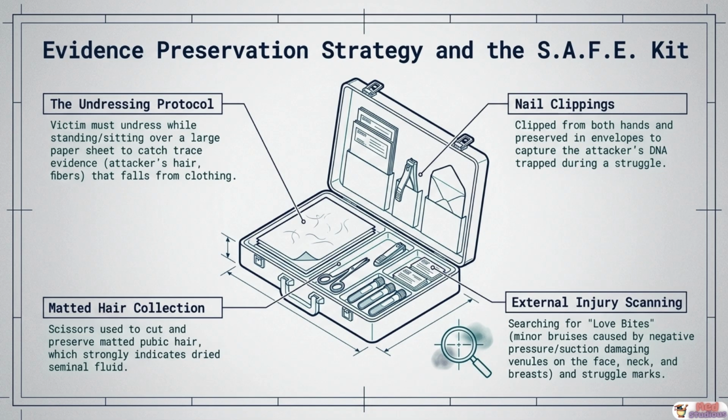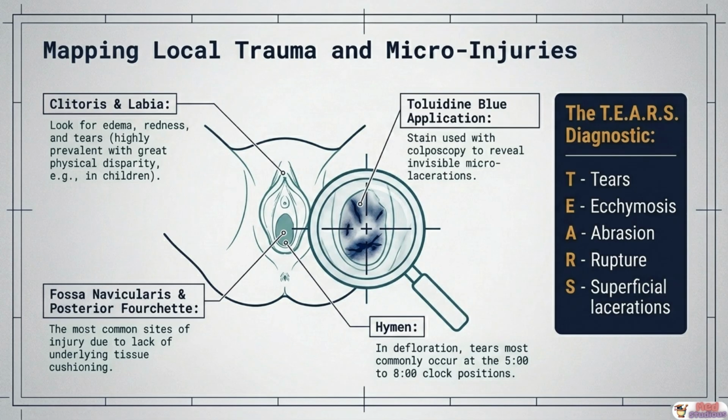External injury scanning involves systematic assessment for love bites, technically petechial bruising caused by negative pressure rupturing subdermal venules, typically found on the face, neck, and breast areas, and struggle marks, such as grip bruises and fingernail scratches, on the limbs, back, and thighs.